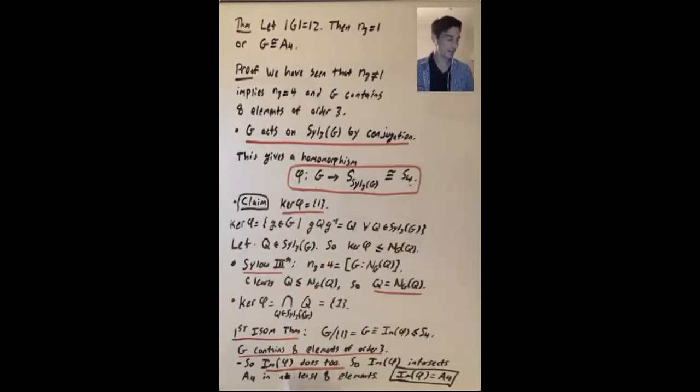So what are we seeing? We're seeing that the image of phi contains so many 3 cycles that the image of phi must actually be equal to A4, and that is the end of the proof. So we haven't quite classified all groups of order 12 up to isomorphism, but we're close, and this is something that we'll be able to do within a few more lectures.